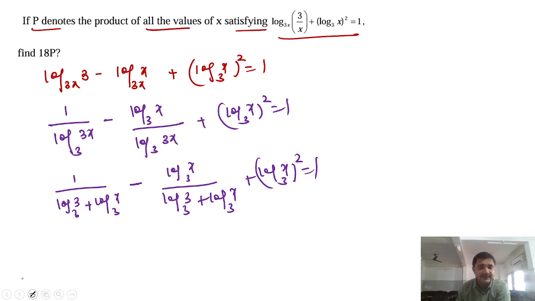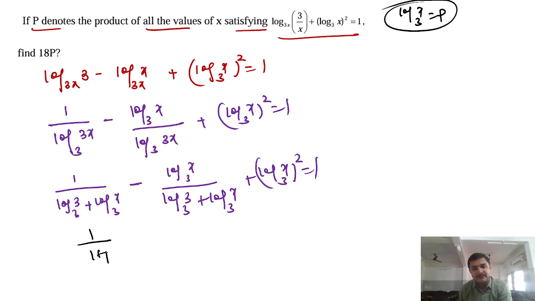Now log 3 base 3 is 1, and for the time being, let's say I'm assuming log x base 3 is equal to p. So what I'll be getting? 1 by 1 plus p minus p by 1 plus p plus p square, that is actually equal to 1, isn't it? Yes? Okay. In these two, everyone tell me what I'll be getting.